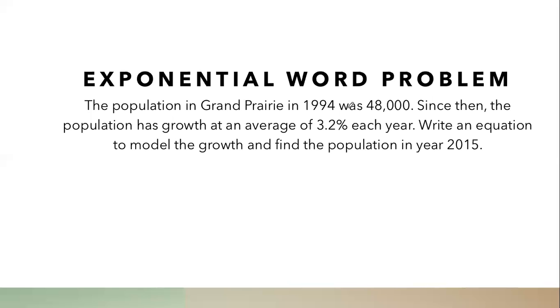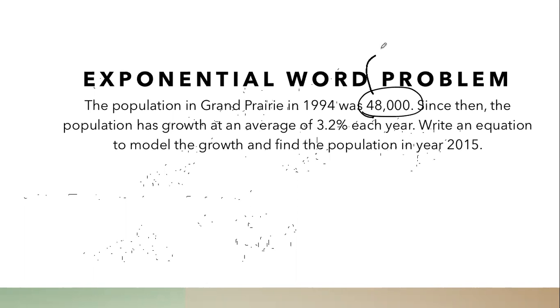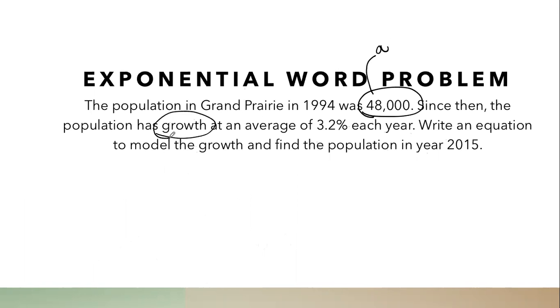The population in Grand Prairie in 1994 was 48,000. So this was the initial amount. What does this represent? A. Since then, the population has grown, so I know this is exponential growth, at an average of 3.2% each year. Pause, 3.2%. That's r. Remember, if it gives you a percentage, that's the r value, not the b value. Write an equation to model the growth.